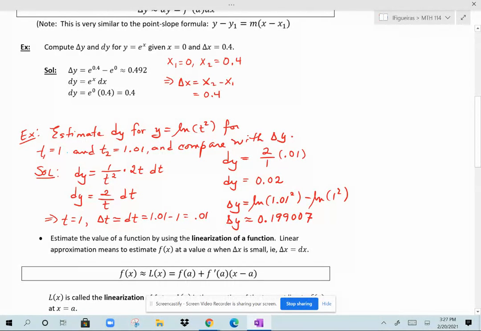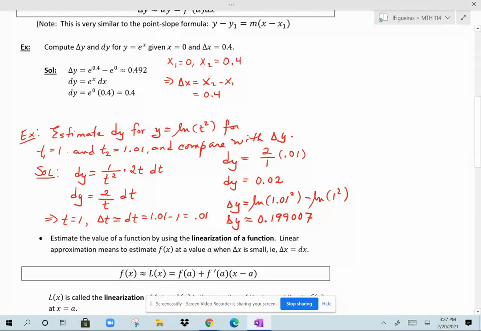So now let's compare that to delta y. I have to plug in my t value. So I take the natural log of 1.01 squared minus the natural log of 1 squared. Well, the natural log of 1 is 0, so we need to plug this part into a calculator, natural log of 1.01 squared, and that tells you that delta y is about 0.199007. And you can see that dy is a pretty good approximation of what delta y would be.